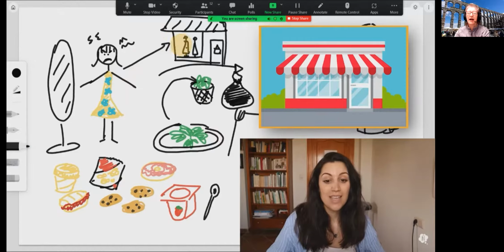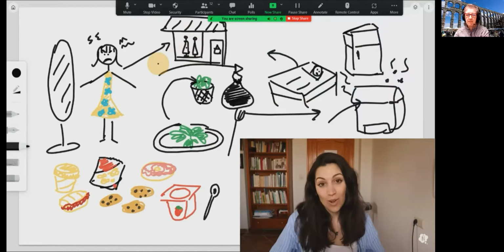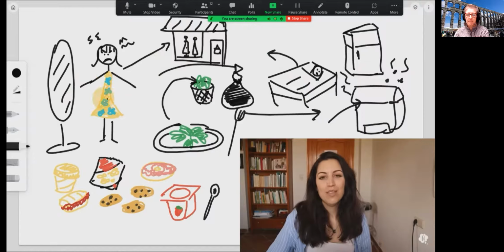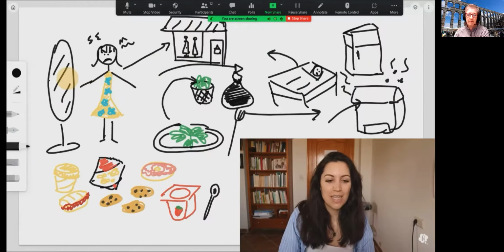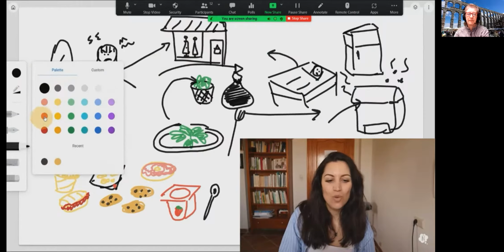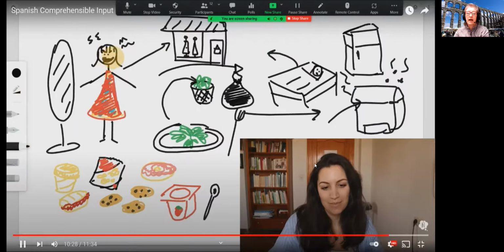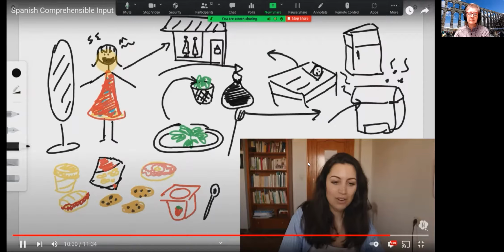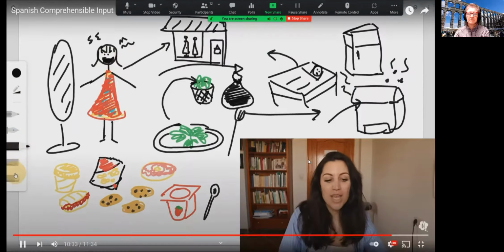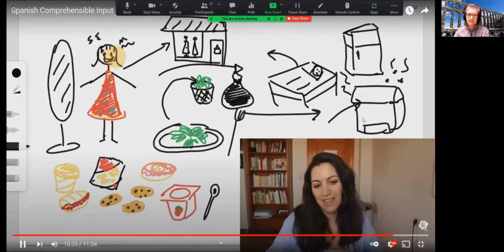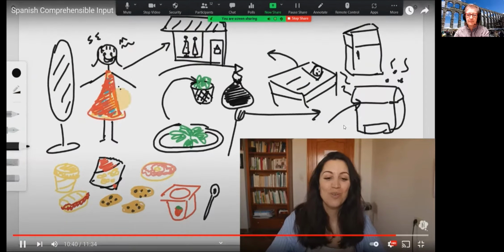Rosa va a una tienda de ropa y se compra un vestido nuevo. Rosa se compra un vestido nuevo que le queda bien. El vestido nuevo le queda bien. Le queda bien. It fits her well. Y ahora Rosa está muy contenta. Rosa está muy contenta de tener su vestido nuevo. Ok. Y bien. Y es, bueno, el fin de la historia.